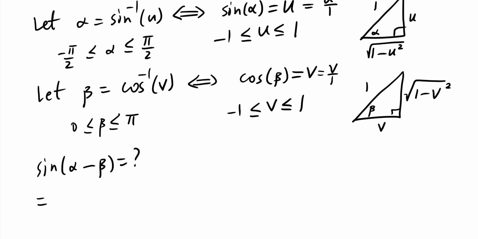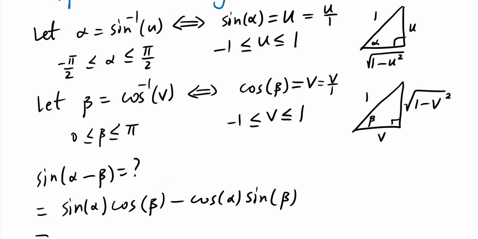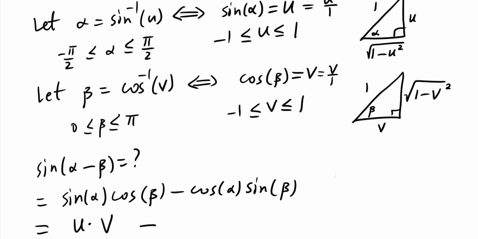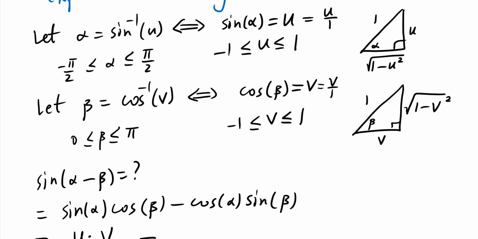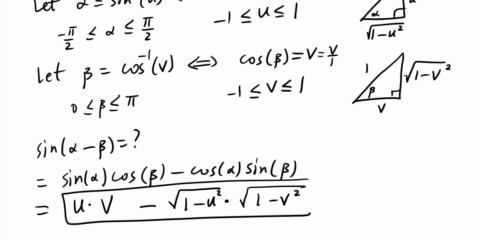So, how do I find this now? It's sine alpha cosine beta, minus cosine alpha sine beta. Sine alpha is u. Cosine beta is v, minus cosine alpha. So we can use the triangle in the upper right corner. Cosine is the adjacent over the hypotenuse, so it's the square root of 1 minus u squared. And sine is the opposite over the hypotenuse, so it's the square root of 1 minus v squared over 1. And that gives us what we need. You don't have to simplify further. This is in the simplest form.